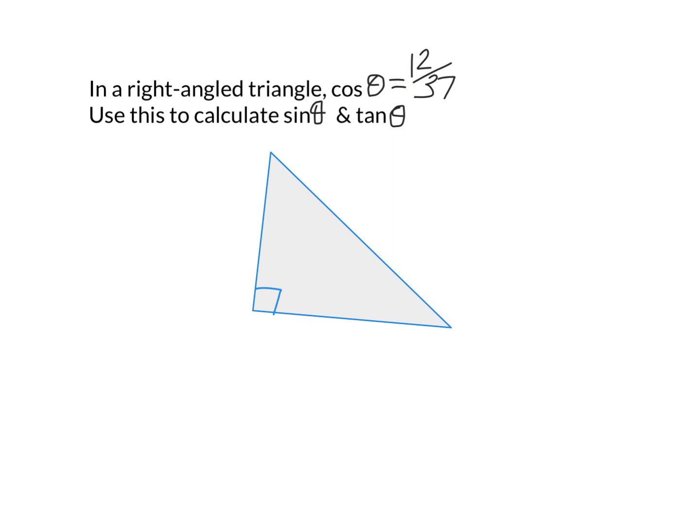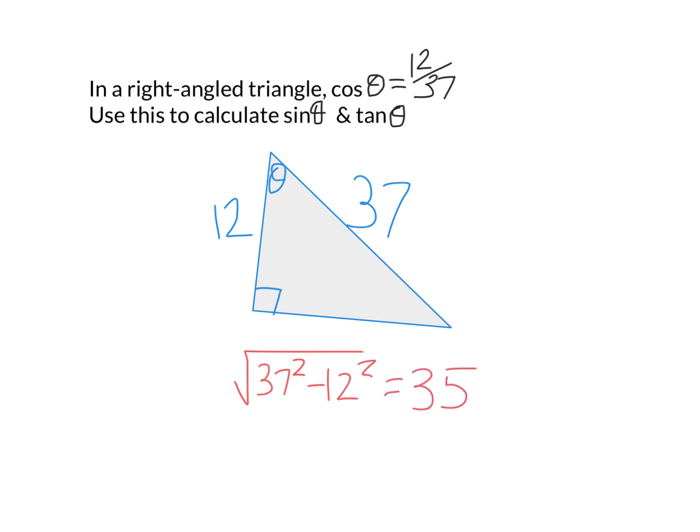It doesn't really matter where you put theta, so I'm just going to put theta over here. If this is theta, remember cos is adjacent over hypotenuse. So the side adjacent to theta is 12 and the hypotenuse is 37. What would this side here be? Well, we can work it out using Pythagoras. Remember, for Pythagoras, to find a shorter side, it's the square root of hypotenuse squared minus shorter side squared. If you put that on your calculator, you get 35. This side here must be 35.